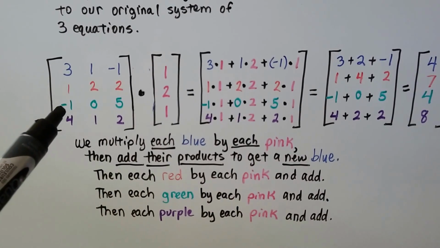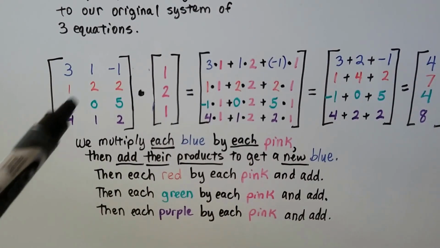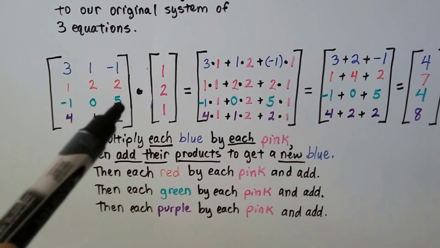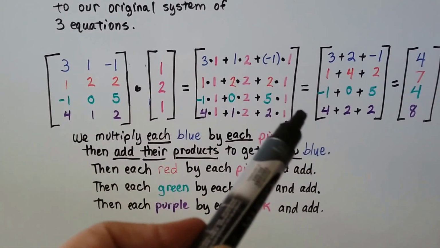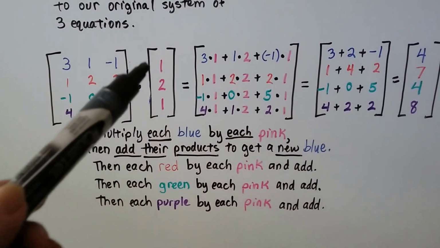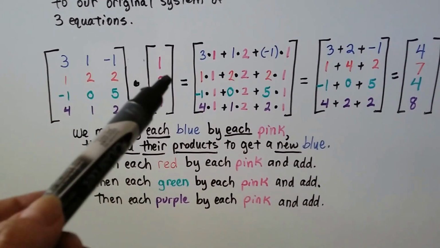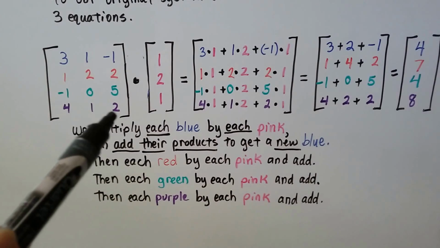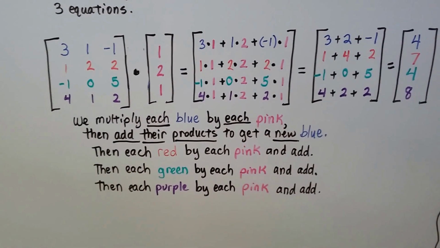Then we do the same thing with the green row to the pink row. The first one to the first one, the second one to the second one, the third one to the third one. We add up their products, we're going to get a 4. We do the first purple to the first pink, the second purple to the second pink. See? The third one to the third one, we add them and we get an 8.